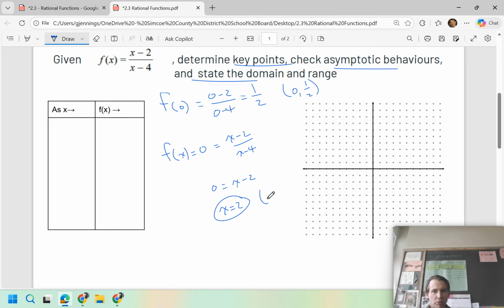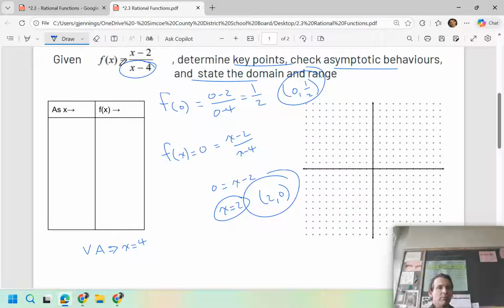Okay, so I have this point (2, 0). So I've got my key points, my x and my y-intercept. Now I test my asymptotic behavior, but I need to find my asymptotes. My vertical asymptote is given by the hole. It's given by x equals 4, okay? That's my vertical asymptote, because that would make the denominator equal to 0. So I found it. So I can test my behavior around 4 and find out what this function does.